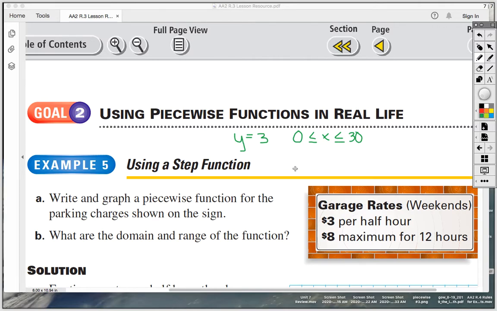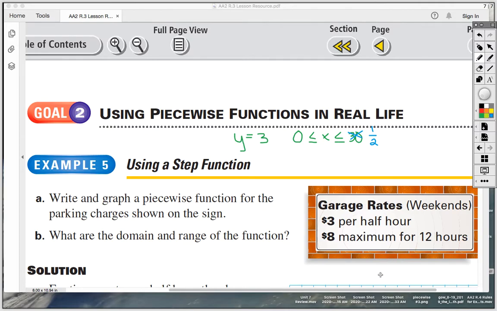Now, my question for you is, would it make more sense to write this in 30-minute time frames or to do it in hours? I personally think that this would make more sense to change this from 30 minutes to 1/2 hour, because we've got 12 hours we have to show on our graph. And 12 times 30 is 360, and I'd rather do 12 than 360 on a graph.